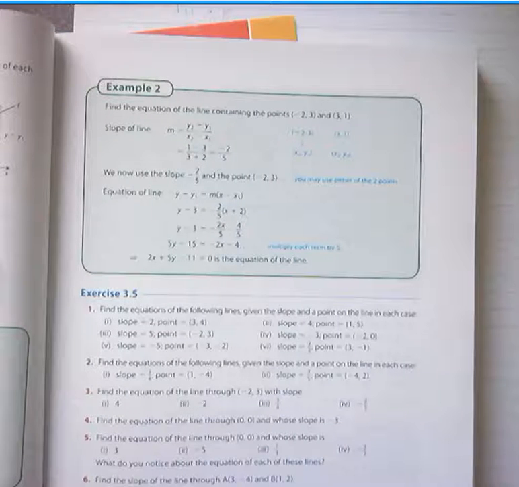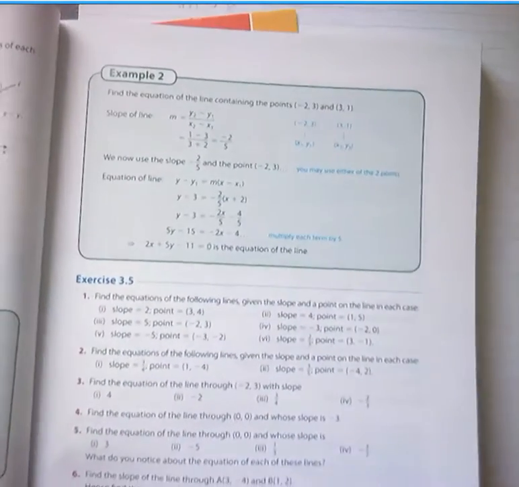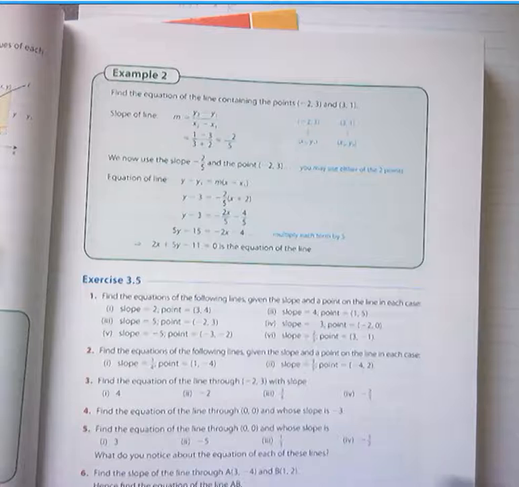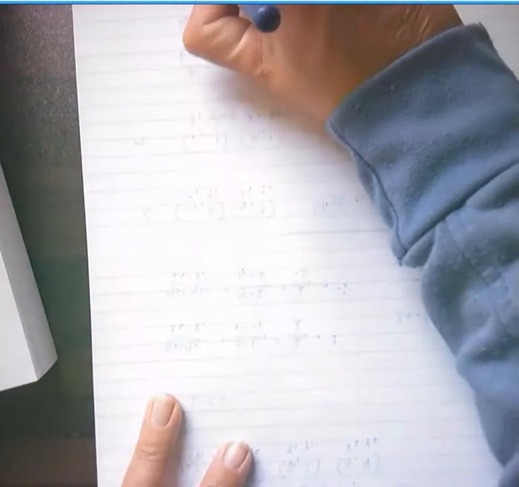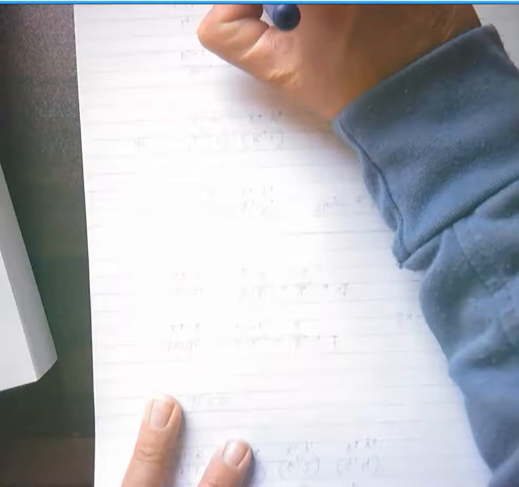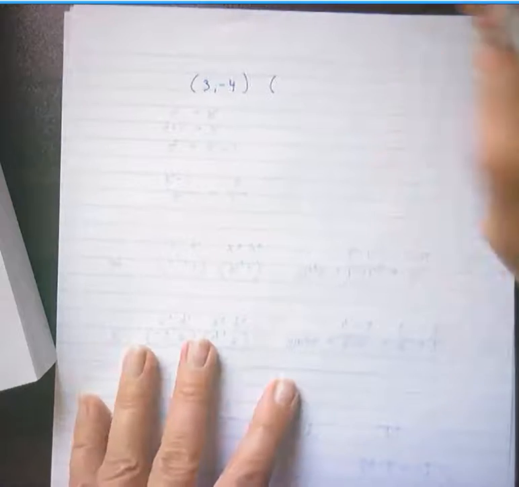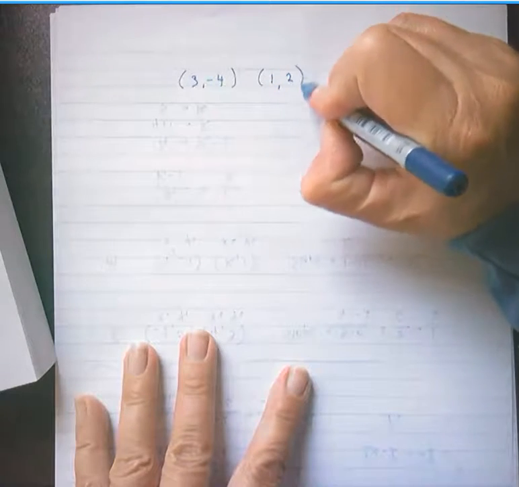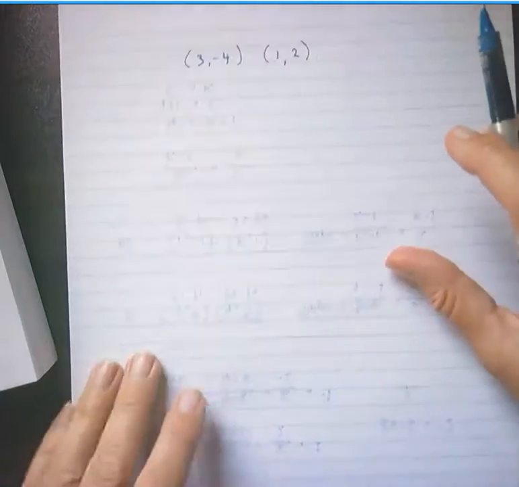All right, so we'll do a few little examples of this. On page 61, it asks you to find the equation of lines with slopes and points. They're straightforward and easy, so we're going to leave them. Instead, if we jump to question 6, it said, find the slope of the line through A, which is 3, minus 4, and B, which is the point 1, 2, and we want the equation. So we've got 2 points on a line and we want to find the equation of that line.